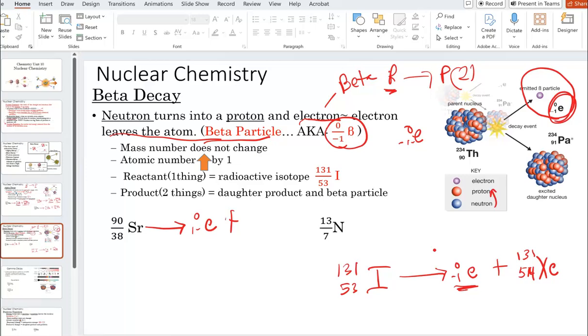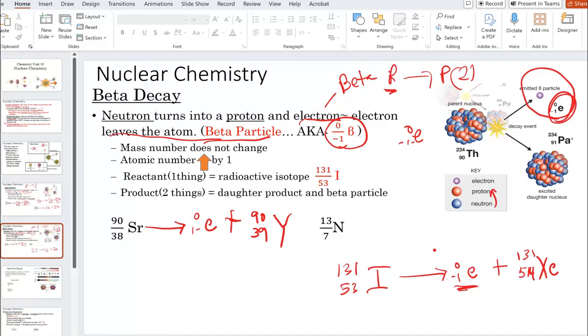So now, my writing's terrible. Now I have to do a little bit of math. My mass number doesn't change, so I'm going to carry over the 90. My atomic number goes up by 1, so that makes it 39. Now I'm going to go to my periodic table and figure out what element has atomic number 39, and that is yttrium.